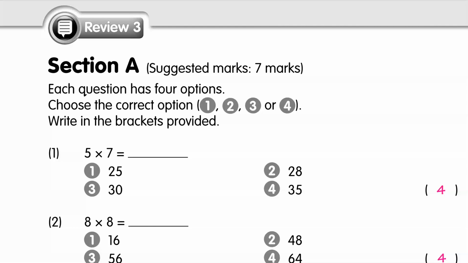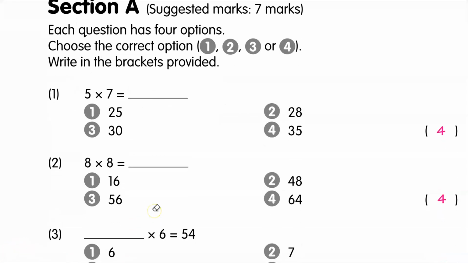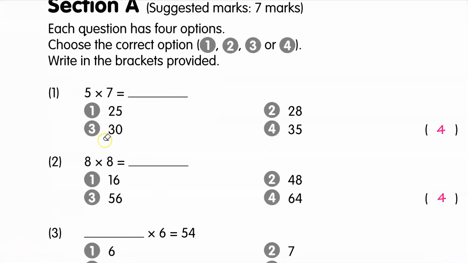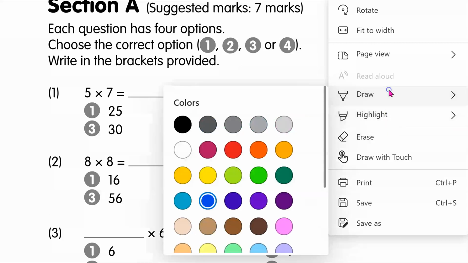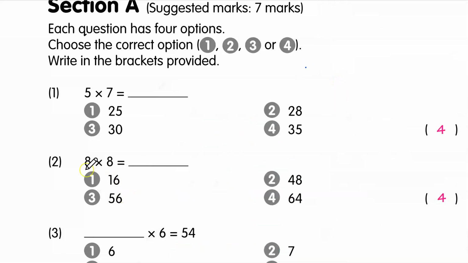Review 3, this is the times table, right? 5 times 7 you should know straight away. And next, 8 times 8, right? Probably one interesting thing you need to note is that 8 times 8 is two digits, the same digits times together.